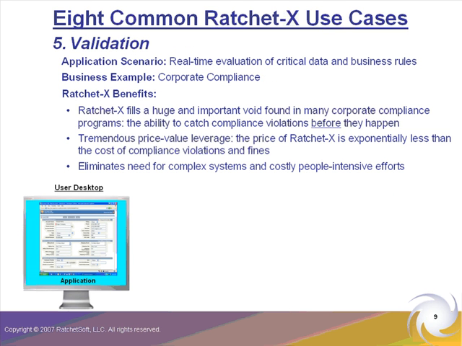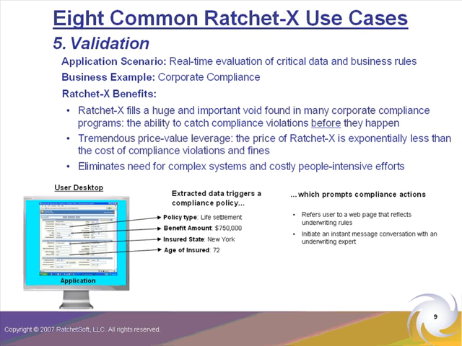The fifth use case is called validation. This use case is most often applied to the area of corporate compliance. Most compliance solutions are reactive in that they comb through large corporate data stores searching for compliance issues after the fact. While Ratchet-X is not a full-blown compliance solution, it does allow organizations to fill a significant void in their compliance strategy. That is, catching compliance violations or coaching opportunities in real time so the organization can act more proactively.